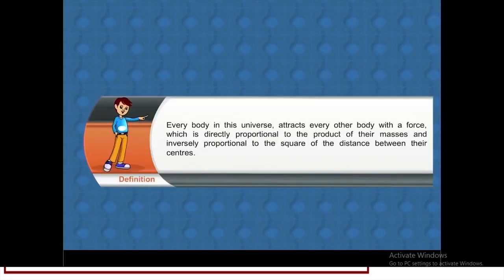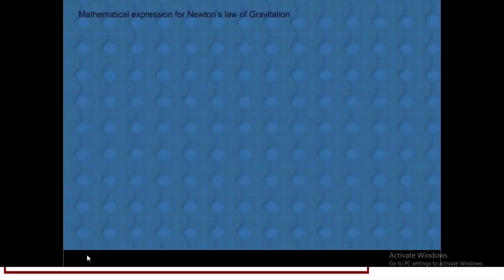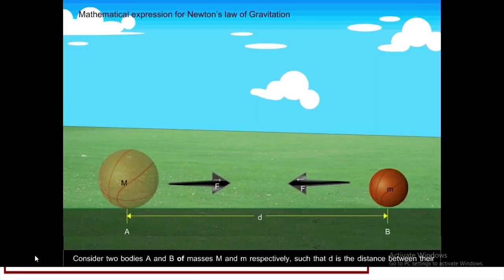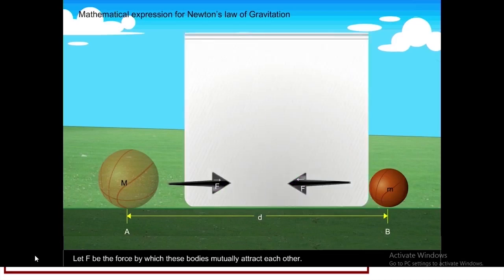So, this is what Newton's law of gravitation says, that every body in this universe attracts every other body with a force which is directly proportional to the product of their masses and is inversely proportional to the square of the distance between them, right. So, mathematically, consider these two bodies, let the bodies be A and B of masses capital M and small m respectively, such that d is the distance between their centers.